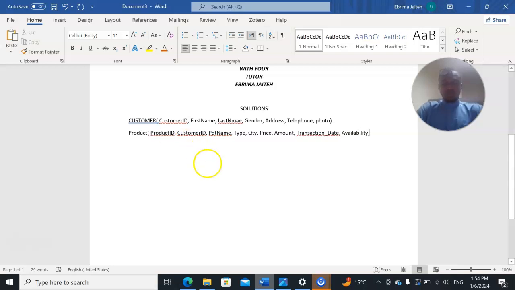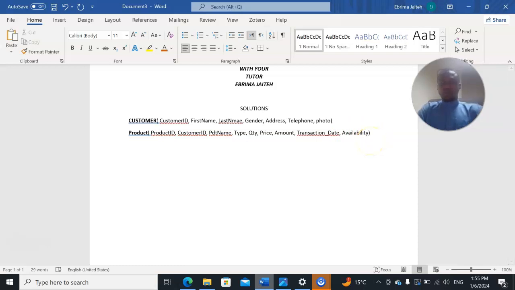All right, so basically these are your two tables. You can see them. These are your two tables. We have the customer ID, first name, last name, gender, address, telephone, and photo. Then product ID, customer ID, product name, type, quantity, price, amount, customer transaction date, and availability. Basically, these are the two tables that we have.